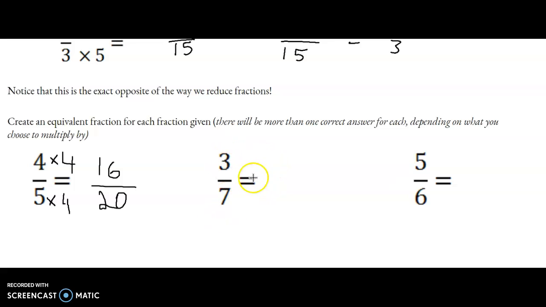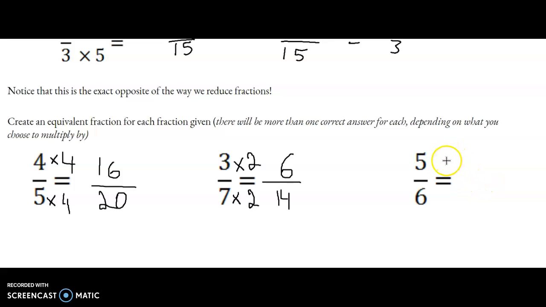Or in the case of 3/7, let's pick 2. 3 times 2 is 6. 7 times 2 is 14. So 6/14 is the equivalent fraction for 3/7.